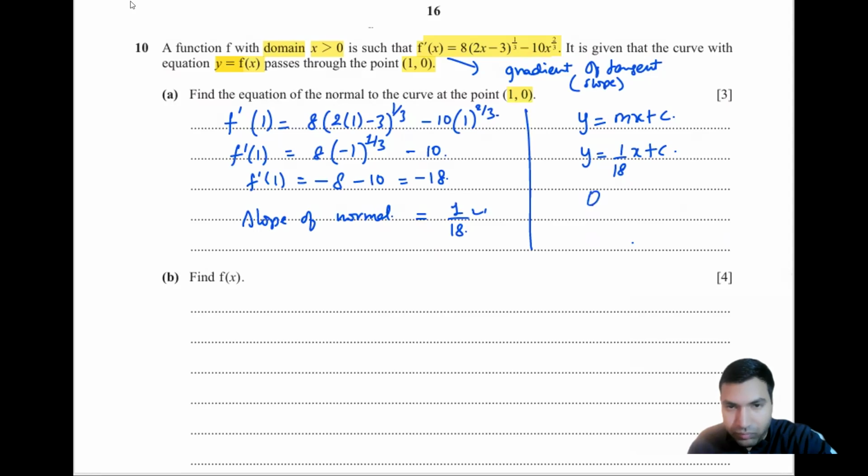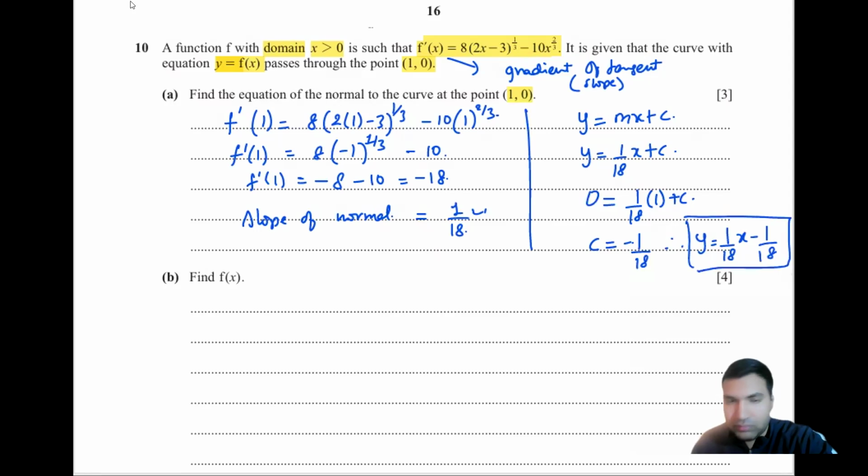So y is 0, right? y is 0, x is 1. So that's 1 over 18, 1 plus c. So c is negative 1 by 18. Correct. So therefore, what is y? y equals 1 over 18 x minus 1 over 18. That is the equation of the normal. Okay, x is 1, y is 0. Correct. So that is the equation of the normal over here.